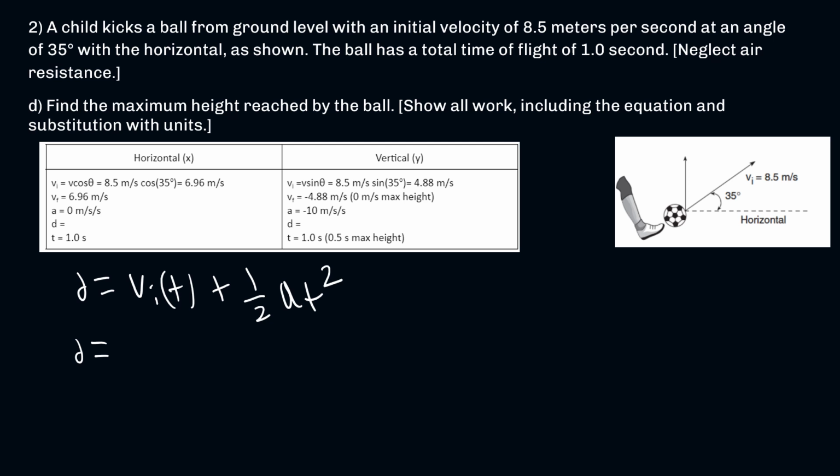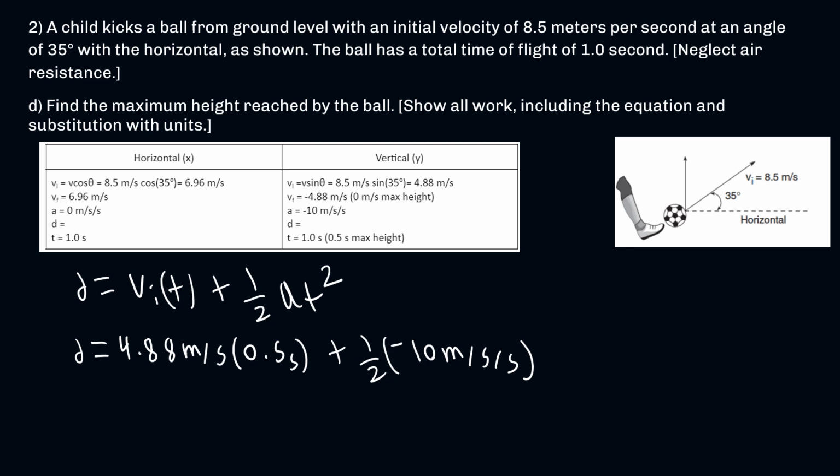All right, so from here, I'm going to plug in what I know. I don't have to do any algebra at this point. So my initial velocity is 4.88 meters per second. The time it takes to get to the max height is 0.5 seconds. That is then plus 1/2 my acceleration, which has to be negative, otherwise I'm not going to get the correct answer. So negative 10 meters per second squared. And again, this time to get to the max height is 0.5 seconds. So I'm just going to do this in multiple steps here, so mistakes aren't made with my algebra.